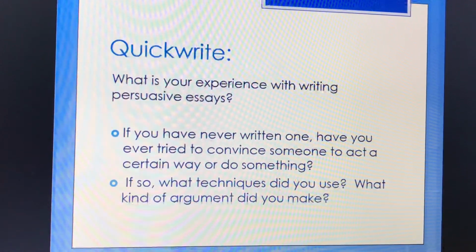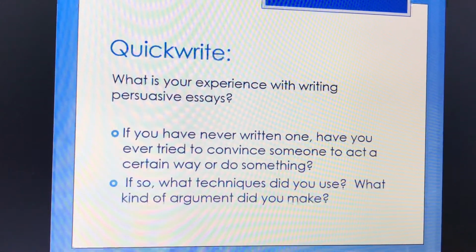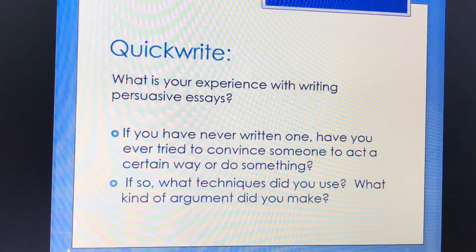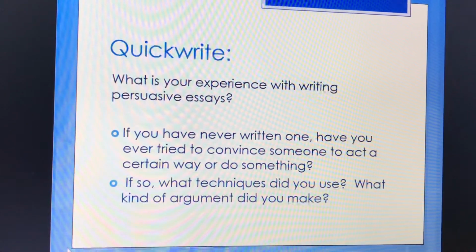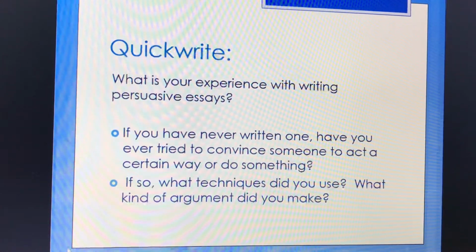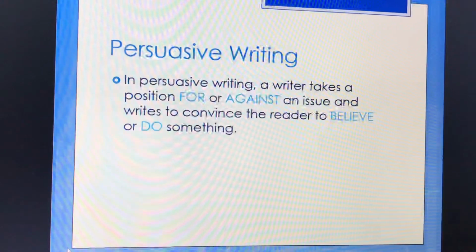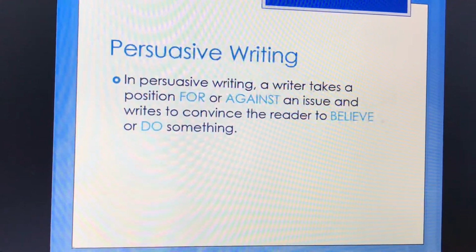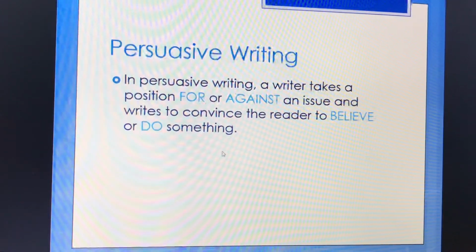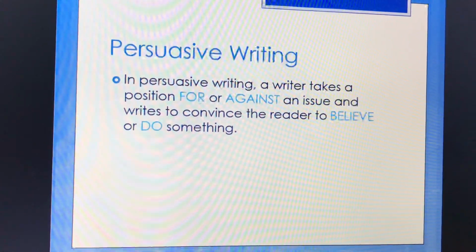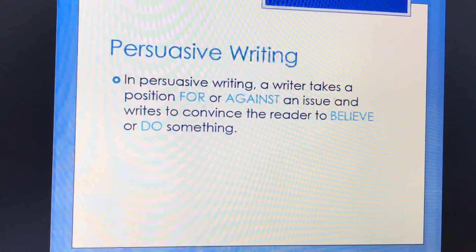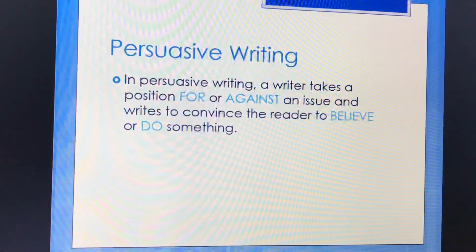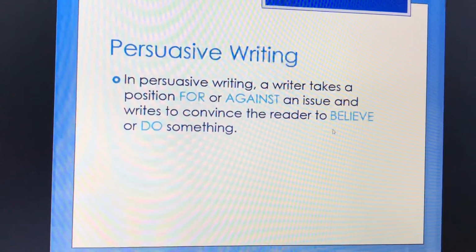If you want to tell somebody about something you want him to do, it has become a matter of argument. You want him to do what you want, so it has become an argument. So let's start with the steps. In persuasive writing, a writer takes a position. The writer, or it can be you, can be for or against an issue and writes to convince the reader to believe or do something.